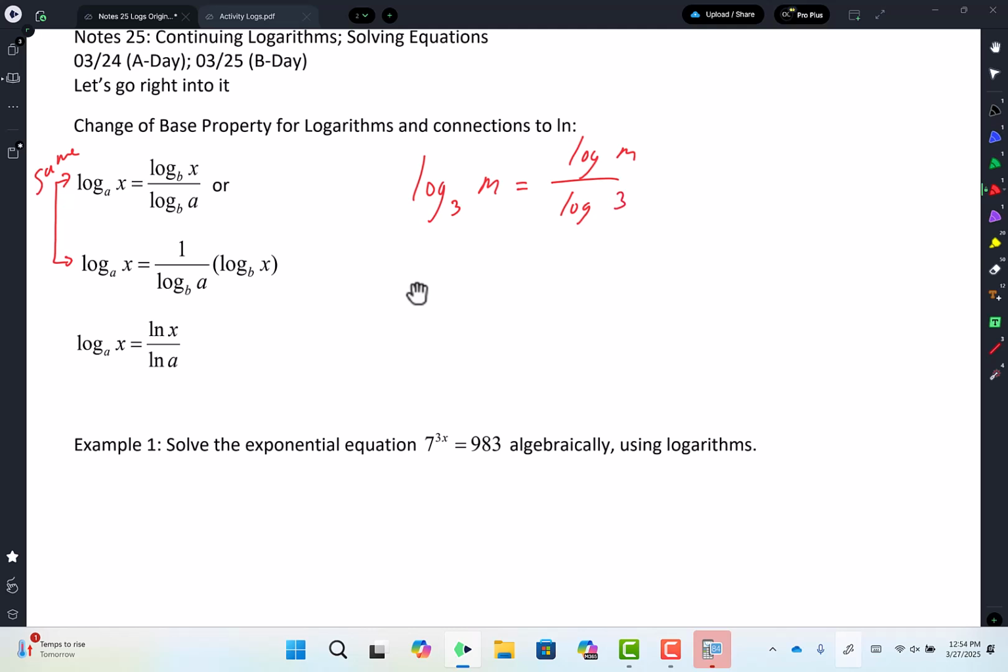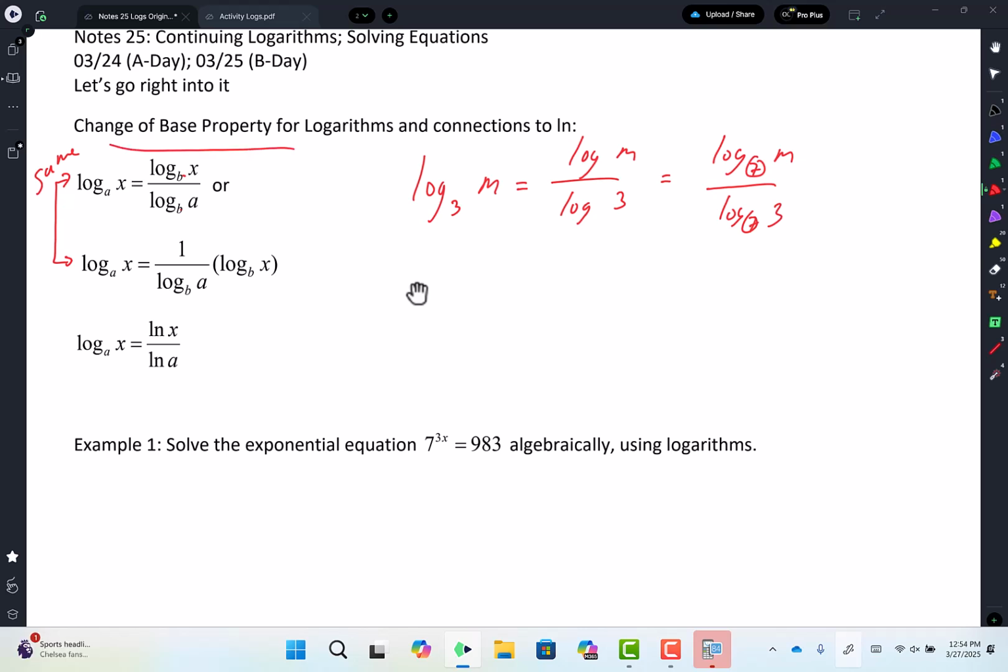Notice I didn't put a base on it, so both of these on the right hand side are base 10. But remember, this is the same thing. I could give it whatever base on the right hand side. I can go log base 7 of m over log base 7 of 3, as long as I keep these the same, see? So that's why it has log base a of x equals log base b of x over log base b of a. And you can always do that. It's called the change of base property.